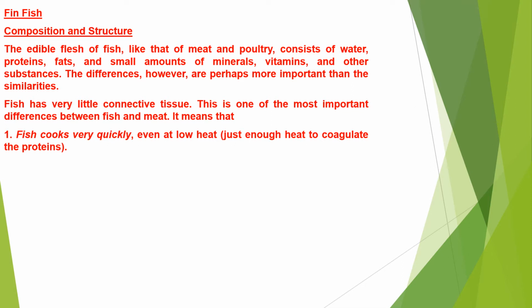Fish has very little connective tissue. This is one of the most important differences between fish and meat. It means that fish can get cooked very quickly, even at low heat, just enough heat to coagulate the protein. So whenever you eat fish, that's why you can feel it's tender. The fish is very tender because it doesn't have much connective tissue.